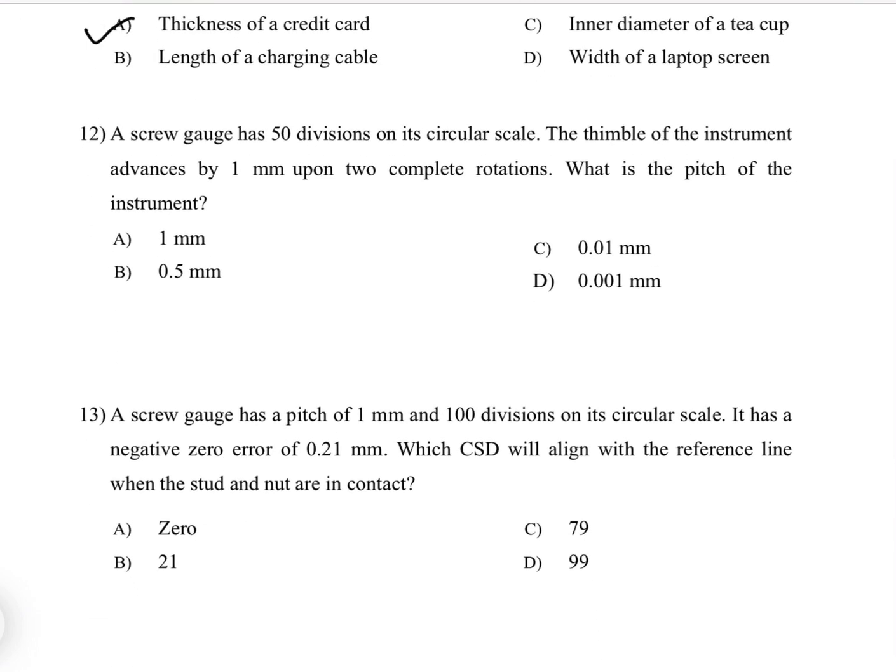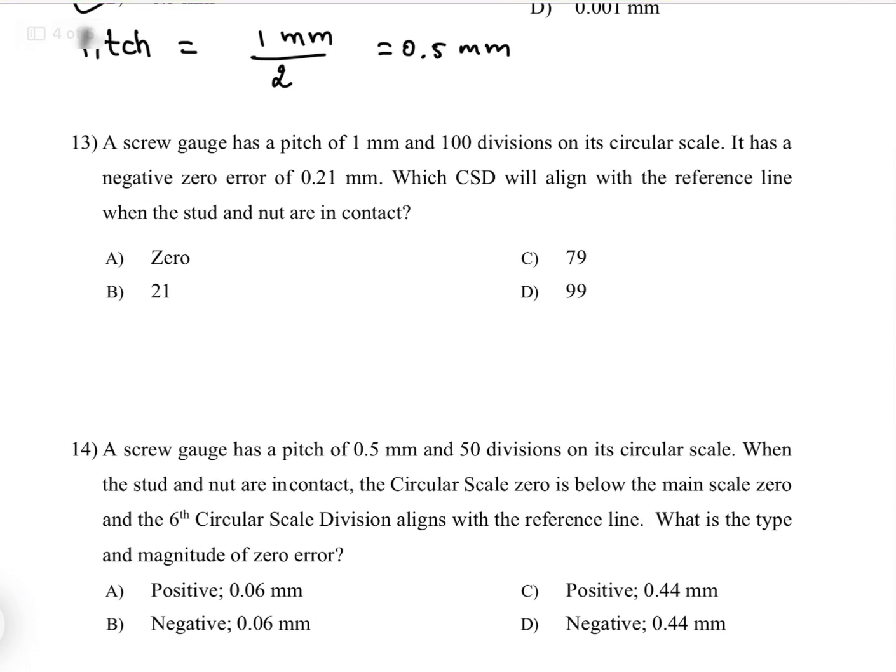12th. A screw gauge has 50 divisions on its circular scale. The thimble of the instrument advances by 1 mm upon 2 complete rotations. What is the pitch of the instrument? So pitch can be defined as the linear distance covered, that is 1 millimeter, upon the number of rotations, 2. So 0.5 millimeter is the pitch. Option B.